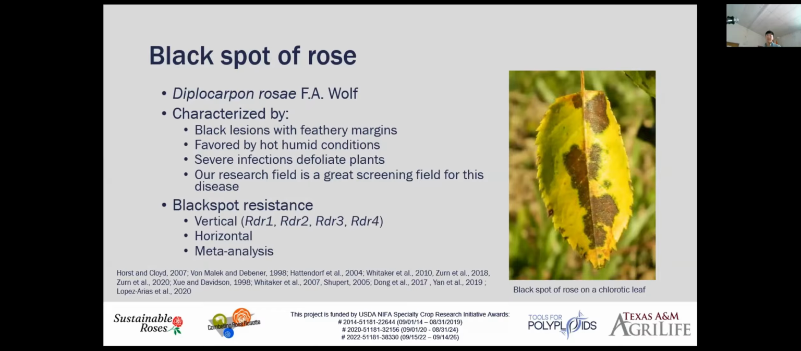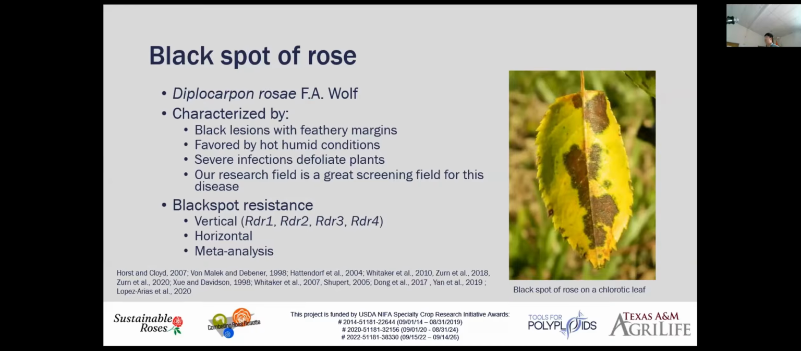What happens is these little lesions start really small. Then as they get bigger, the leaf turns chlorotic, and then the leaves just fall off. And in Texas, it's hot and humid, and it creates a great screening for this disease. In addition to it being hot and humid, we have overhead irrigation to make it more humid.